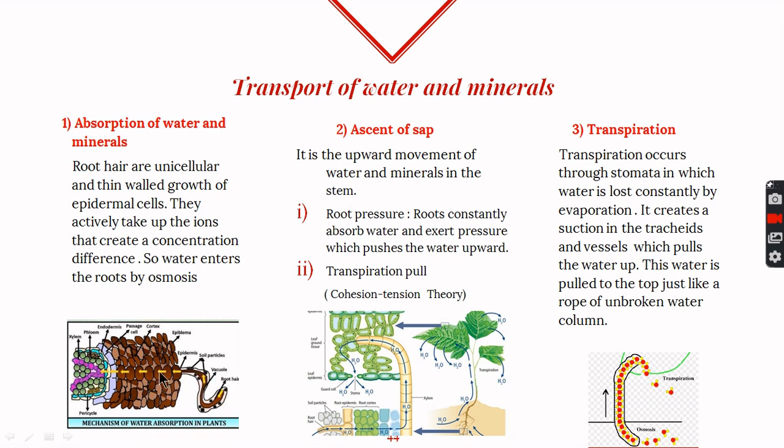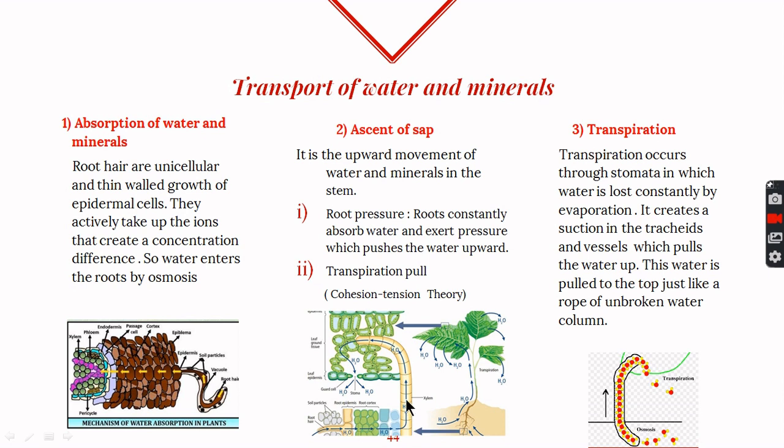From the root hair, this water enters the cortex and then the endodermis, and then it reaches the xylem tissue. From the xylem, it now has to rise in the upward direction, and this is called the ascent of sap. During the ascent of sap, water is taken in the upward direction with the help of two forces. First is the root pressure. As water is constantly entering through the roots, a pressure is exerted. As a result, water starts rising in the upward direction.